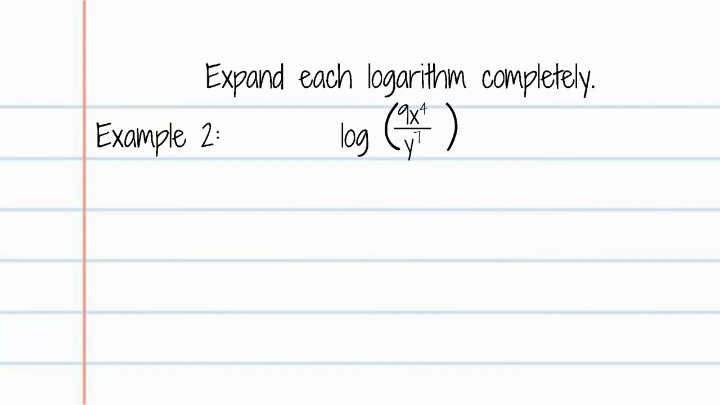Here's example 2. You'll notice that the y to the 7th is on the bottom. And that means it's being divided, so it's going to get subtracted instead of added. But the 9 and the x to the 4th are still being added because they're being multiplied up here. The only things that get subtracted are things that are in the denominator.